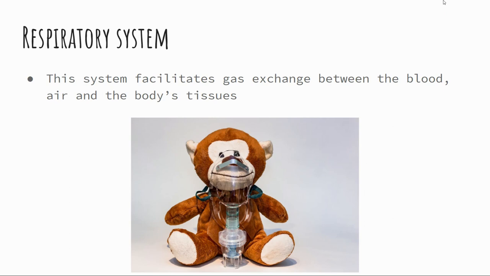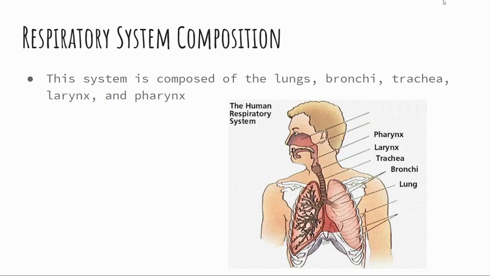And then moving into the respiratory system. So the respiratory system facilitates gas exchange between the blood, air, and the body's tissues. So the composition of the respiratory system. This system is composed of lungs, bronchi, trachea, larynx, and pharynx.